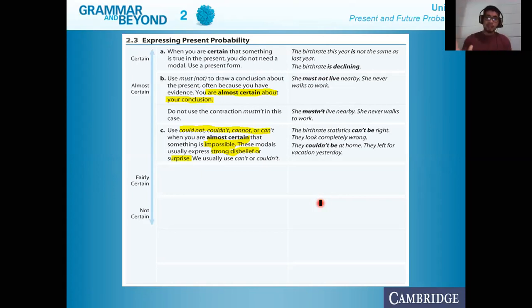And then one of the characters starts saying, this can't be happening. This cannot be happening. This couldn't be happening right now. That means that he's showing strong disbelief, that he doesn't believe that the things happening in front of them are real, or that he's surprised. He's so surprised at what's happening that he cannot believe it.